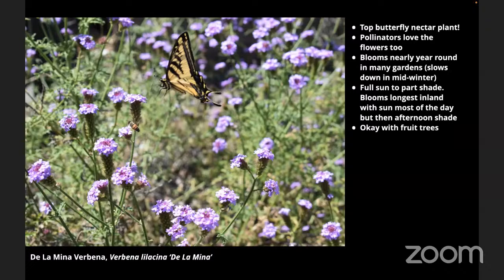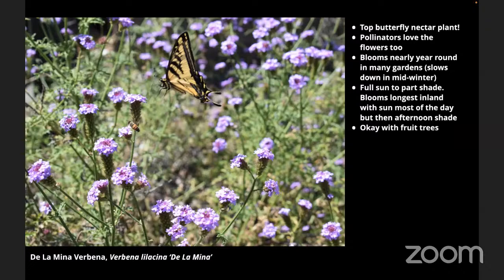It definitely slows down in midwinter, but in full bloom pretty early in the spring, down into early summer for sure. Slows down a little bit in summer. Sometimes it keeps going, sometimes it stops, and then usually there's a fall bloom as well. Full sun to part shade. Inland, it will bloom the longest with sun most of the day, but maybe a little bit of that afternoon shade, but can take full sun.